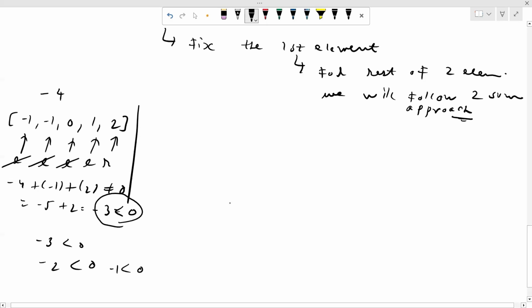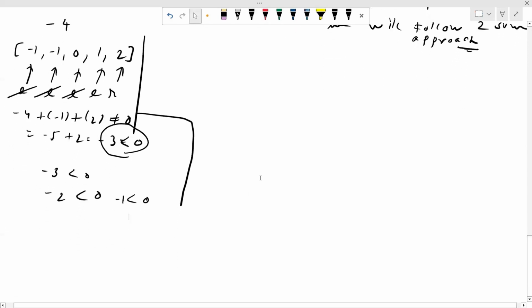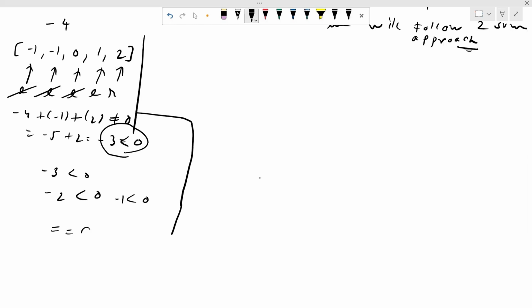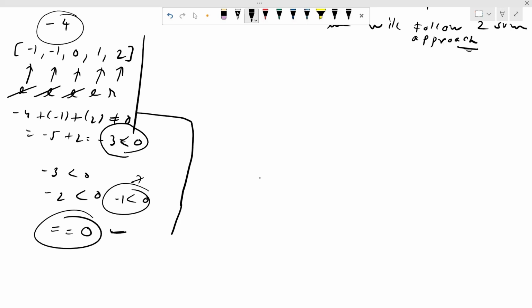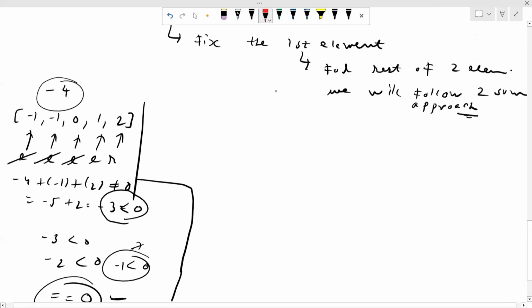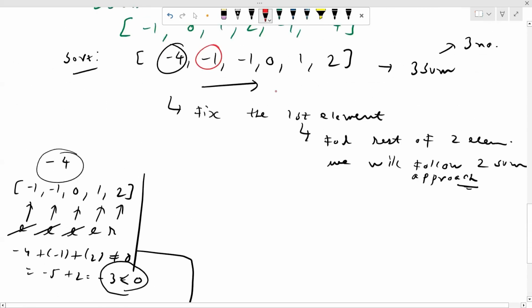So after traversing over the complete array, we find that there is no element present which will give us the required result, so that the target will be equal to 0, because ultimately we are getting minus 1 as the answer, right? So from the minus 4, we are not getting our answer. Let's move to the second one. So now our pointer will be pointing to minus 1. So now let's take the case of minus 1.